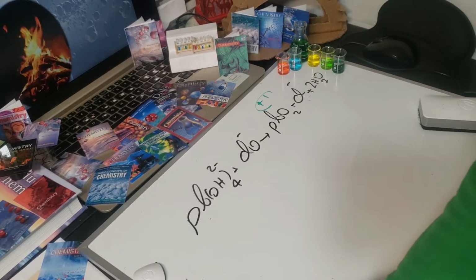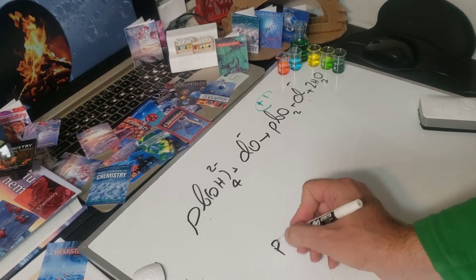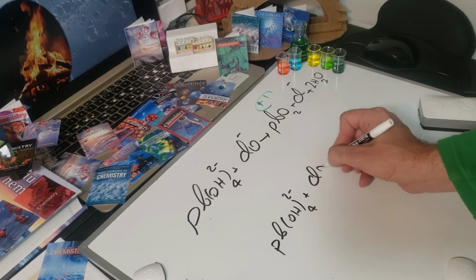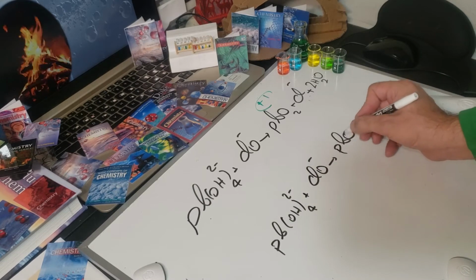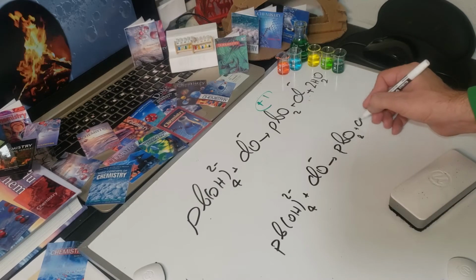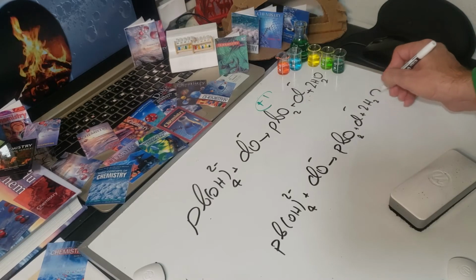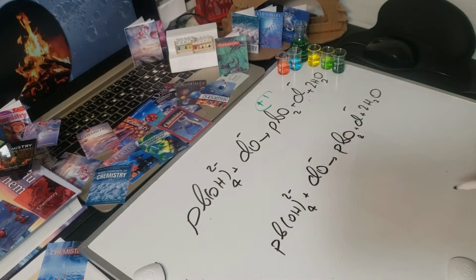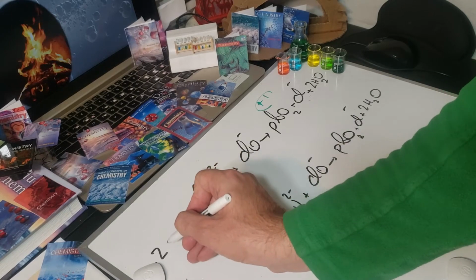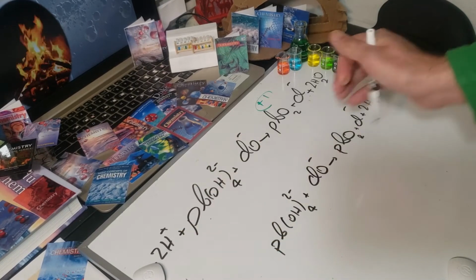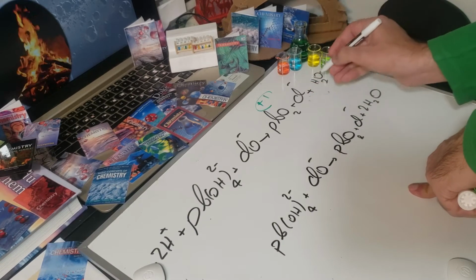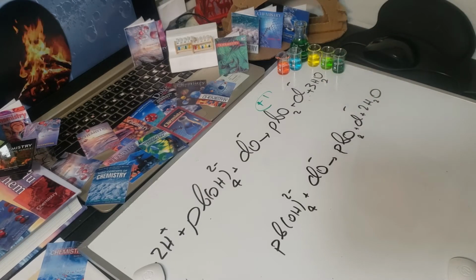Let me just rewrite the equation one more time. Pb(OH)4 double minus plus ClO minus, giving you PbO2 plus Cl minus plus 2H2O. So I add 1 H2O to this part, and to the opposing side I add 2 H pluses. So 2 H plus and 1 H2O would be 3 H2O. Okay, let's just see, 3 H2O.